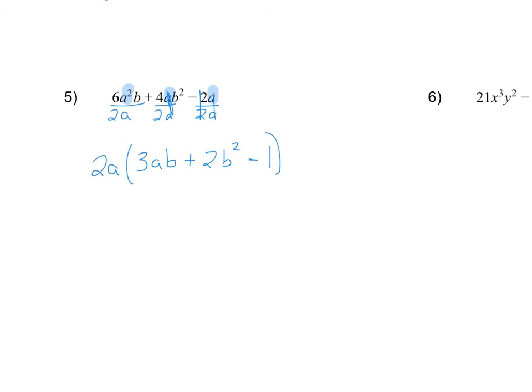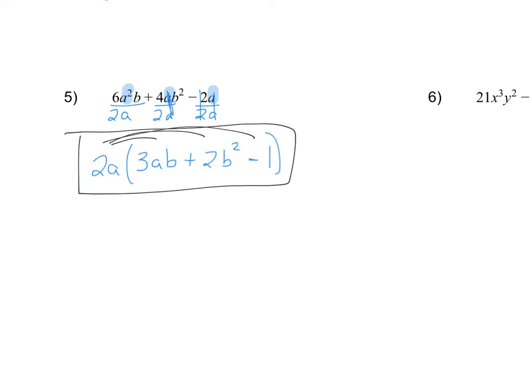Think about it like this. What's 3 divided by 3? Those are the same numbers. So when I divide them, I get 1. Right? So my final expression would be 2a on the outside, and then 3ab plus 2b squared minus 1 on the inside. And again, I can always check my work by distributing and see if it comes back to our original.